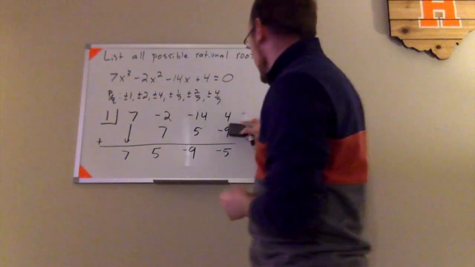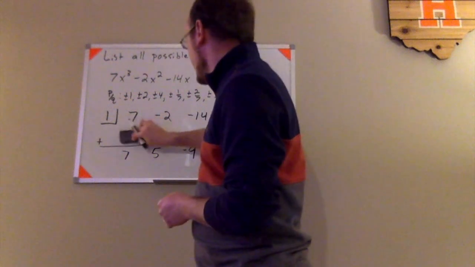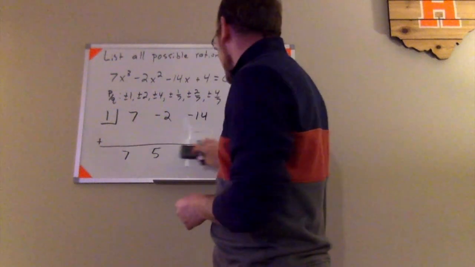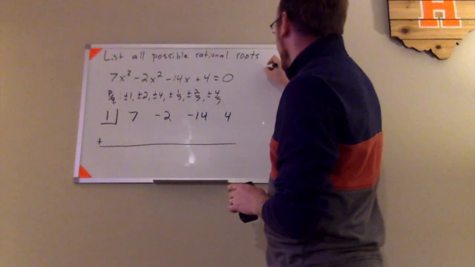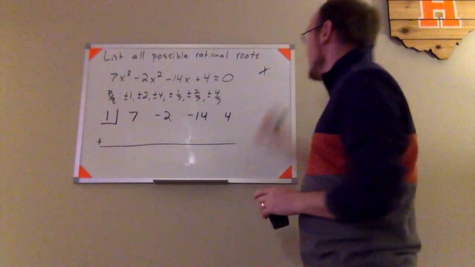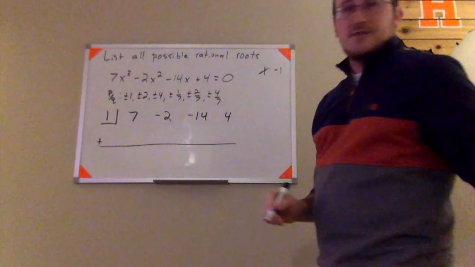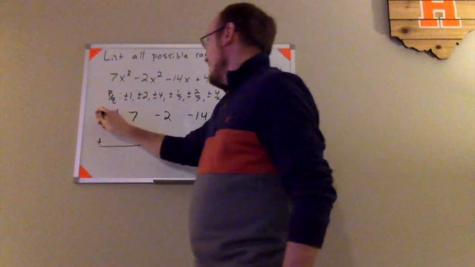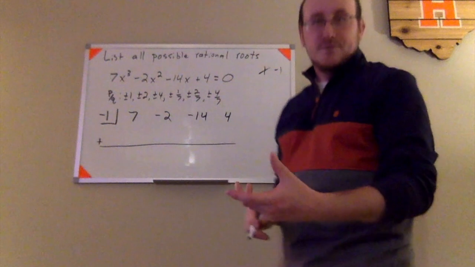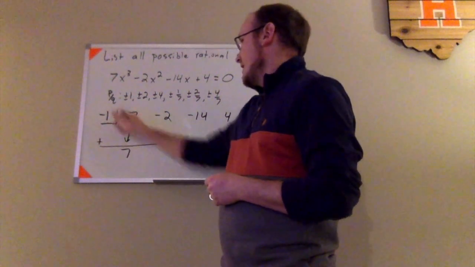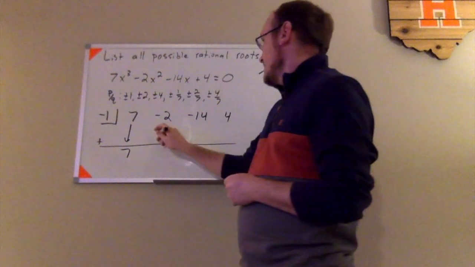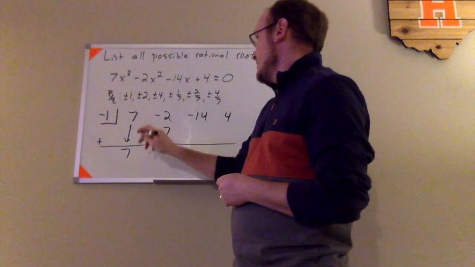So let's back up. So far we've exhausted 1. It didn't work. So I'm listing them over here. 1, nope. Now let's try negative 1. Let's see if it works. Let's put negative 1 in the box, and let's cycle through this synthetic division problem. Drop down the 7. Negative 1 times 7 is negative 7.